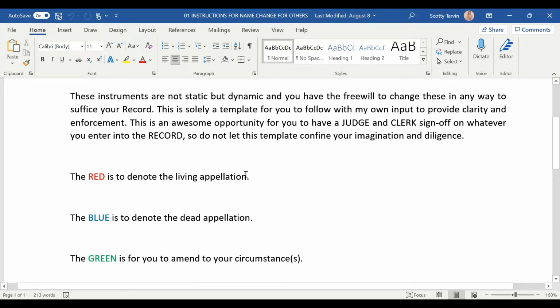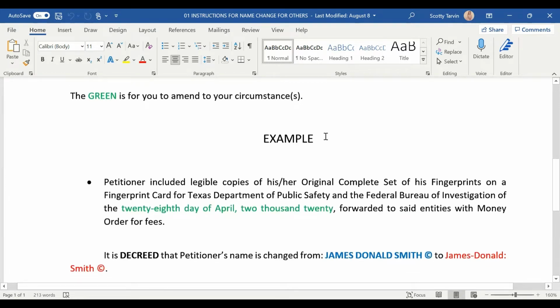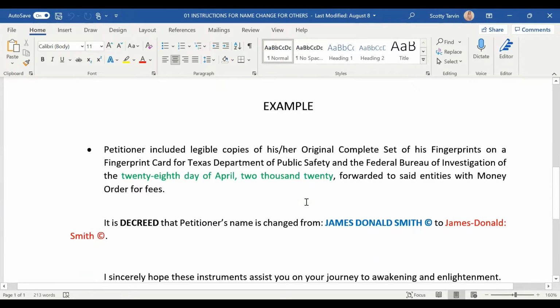Now, the red denotes a living appellation, the blue denotes the dead appellation, and the green is for you to amend to your circumstances. Example: petitioner included legible copies of his or her original complete set of fingerprints on a fingerprint card for the Texas Department of Public Safety and the Federal Bureau of Investigation, the 28th day of April 2020, forwarded to said entities with money order for fees. Now, this is just one bullet point in the petition and the decree. So you would actually change out this date to the date that you actually did that.